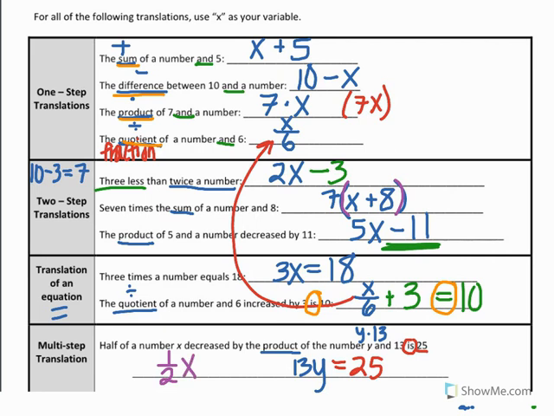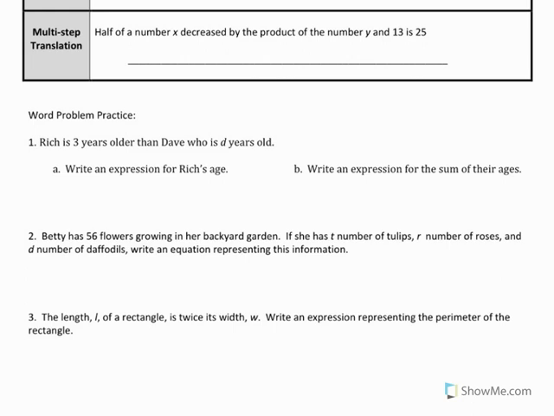Now remember, of we said could either be multiplication or division. Well, in this case, if we're taking half of a number, we're going to use our multiplication symbol. So it's 1/2 times x, and we're going to be decreasing by, so that's going to be our subtraction, 13y equals 25. Great job on this one.